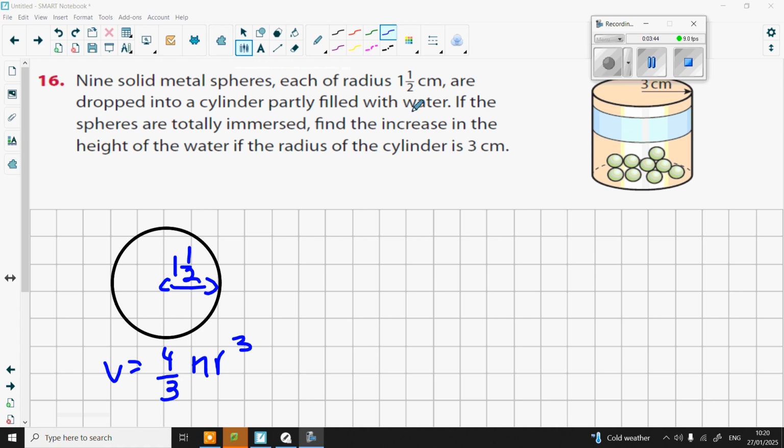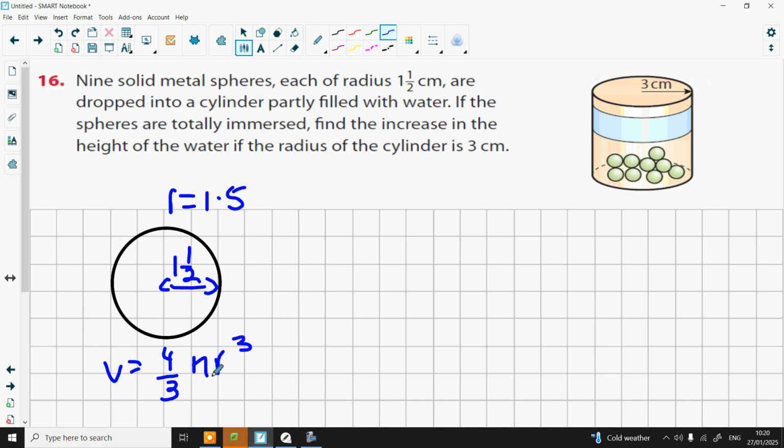Alright. So we're going to do part 1. 9 solid metal spheres, each of radius 1.5, are dropped into a cylinder of radius 1.5. If the spheres are totally immersed, find the increase in the height of the water in the cylinder. Okay, so who got an answer for this? 4/3 pi, we'll keep it in terms of pi, 1.5 cubed. Anybody got an answer for that? 1/6 pi? Is everybody all right with that?